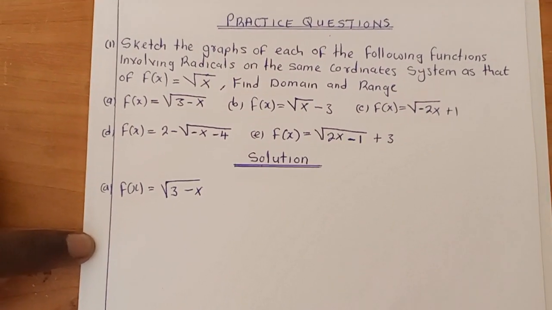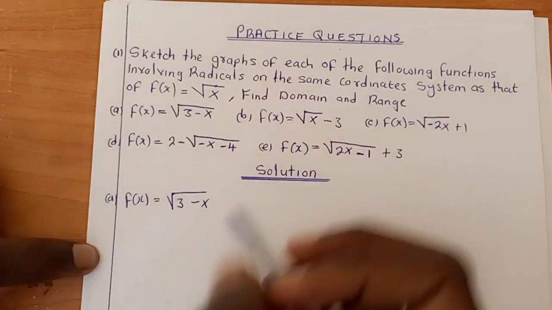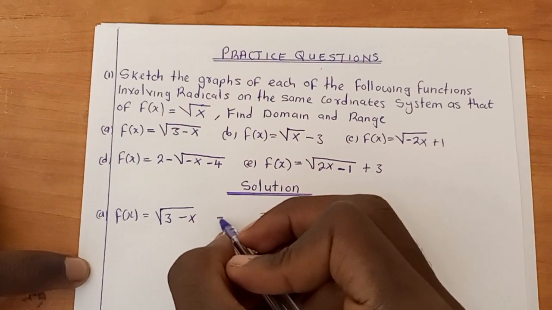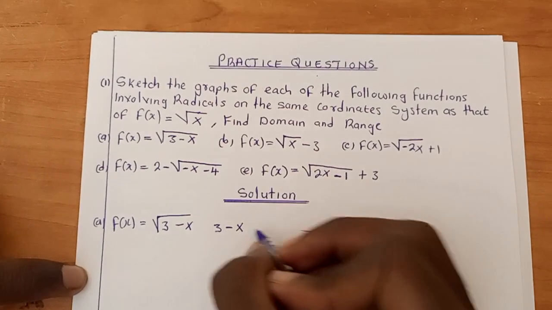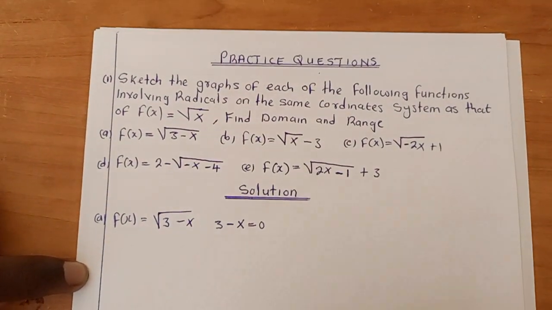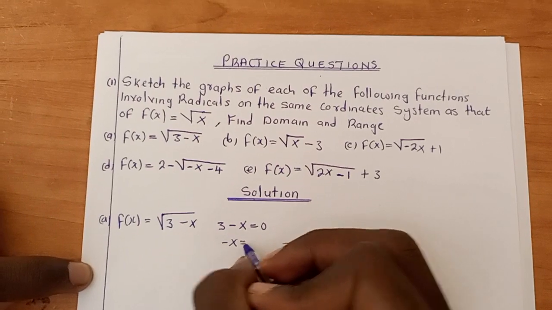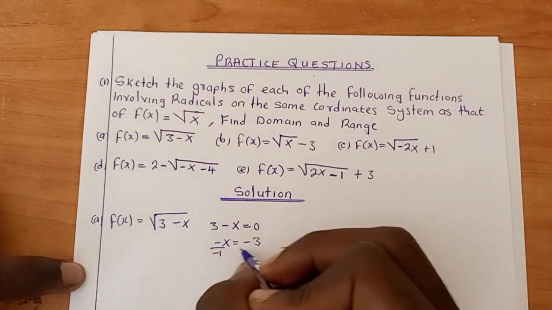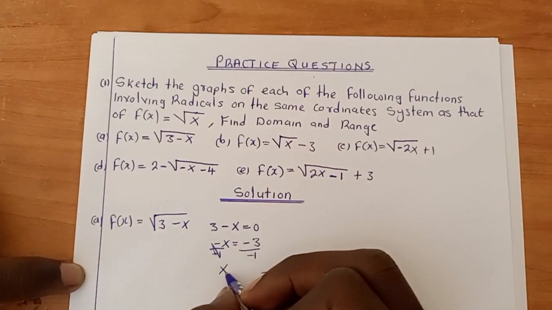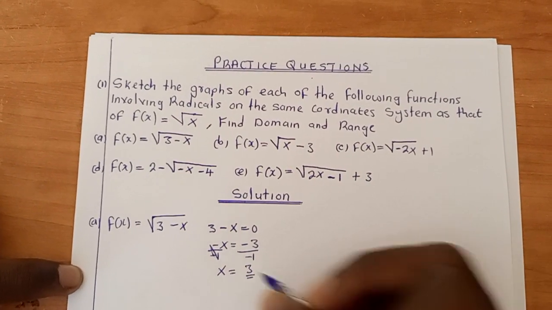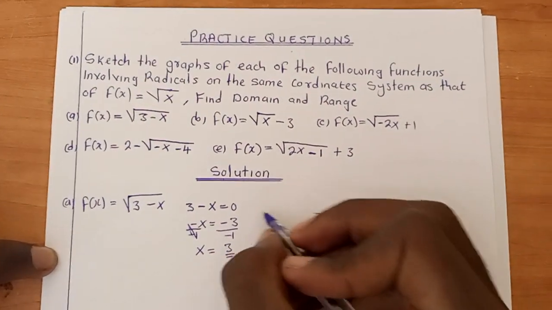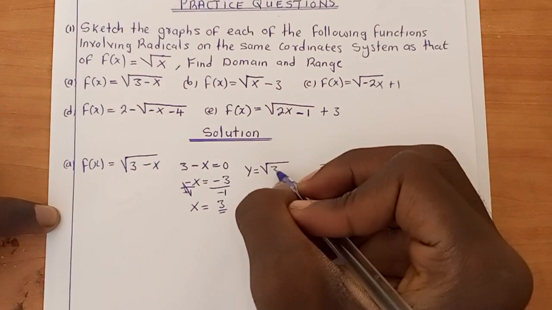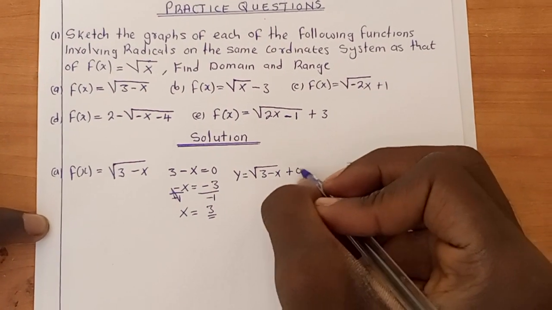So this is very simple. The first thing to do, you are supposed first of all to find what is inside. So we have 3 minus x, we equate this to 0. Then negative x is going to equal negative 3. Okay, then we divide by negative 1, negative 1. Therefore, we are going to have a positive 3. Now, this is just the same as y is equal to the root of 3 minus x plus some 0.